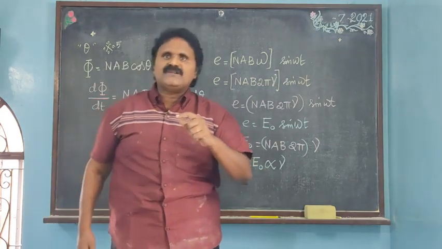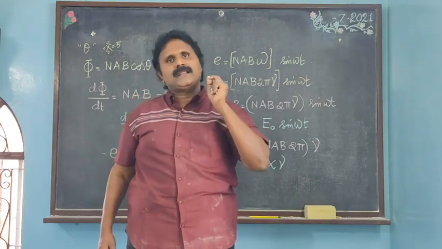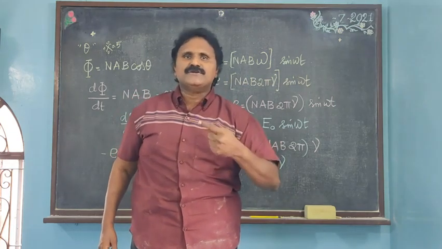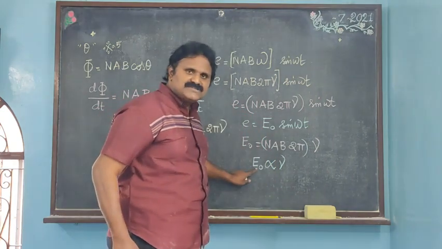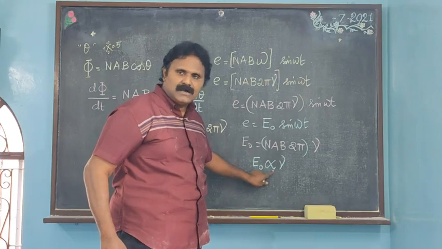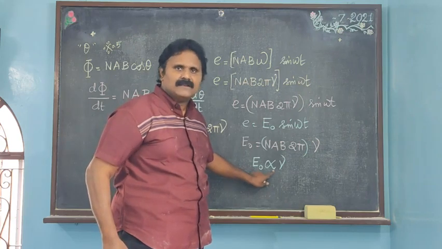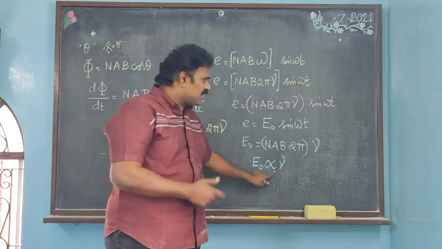When you remove an equal time constant, then it is proportional. When you remove proportional, then you will be introducing the constant. So in this case, the induced EMF is directly proportional to the frequency of rotation of the coil. That's all. Now I go for the explanation of this idea.